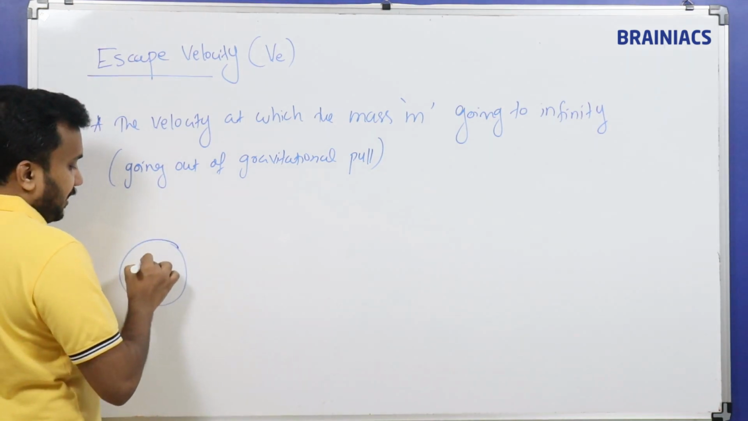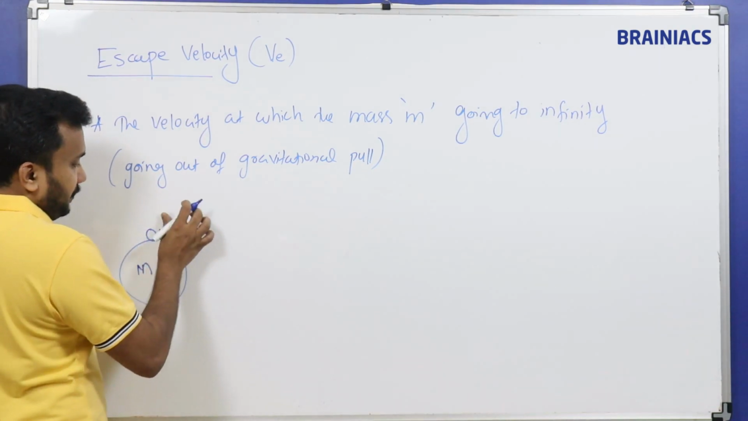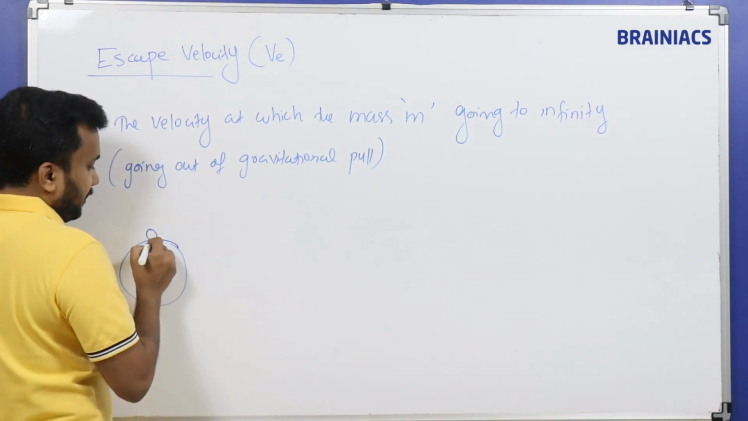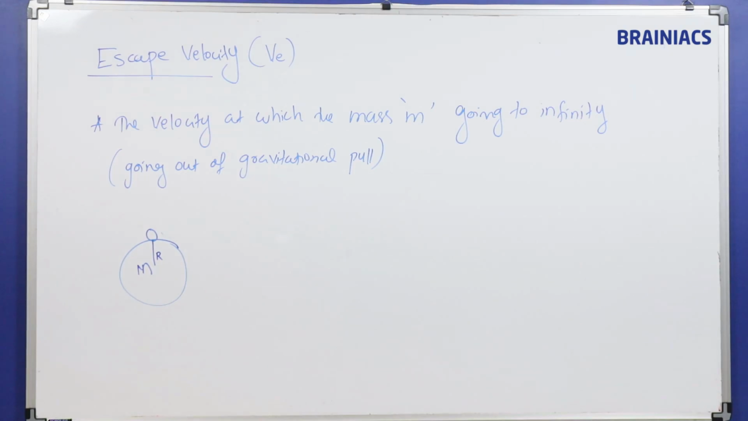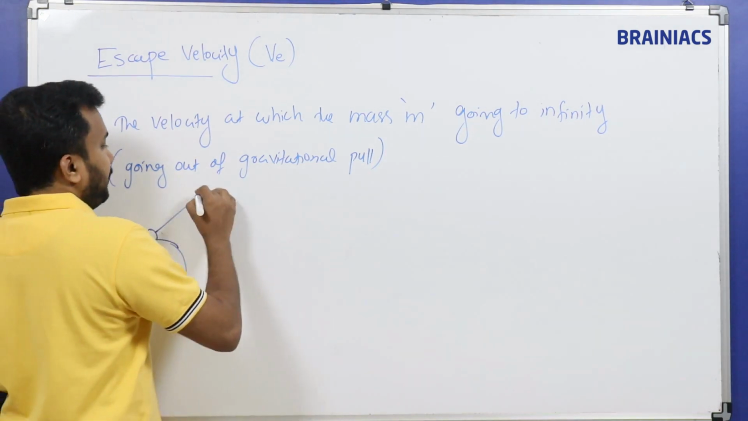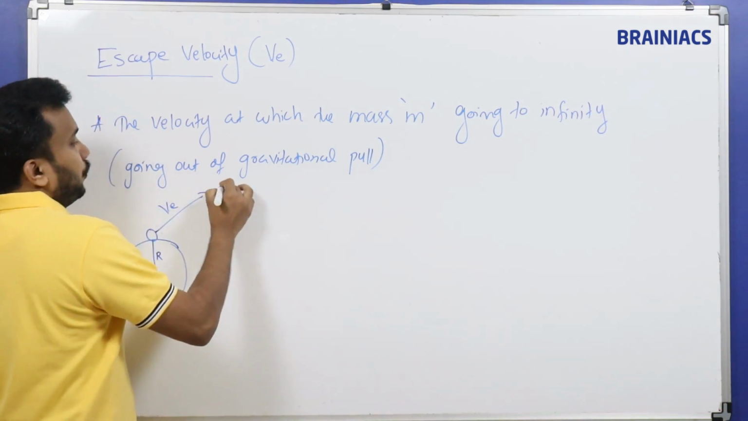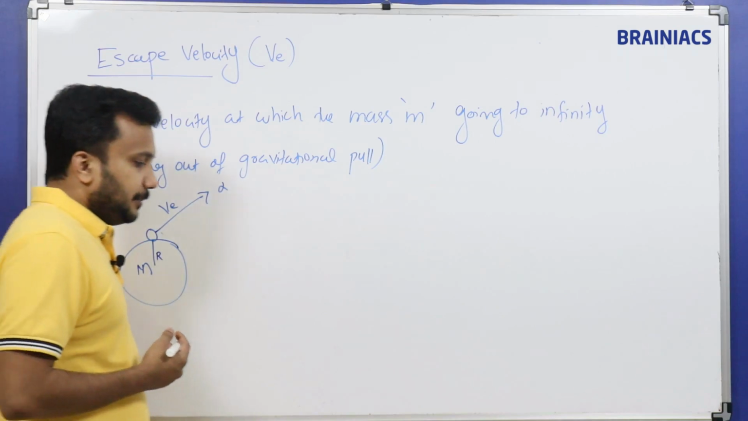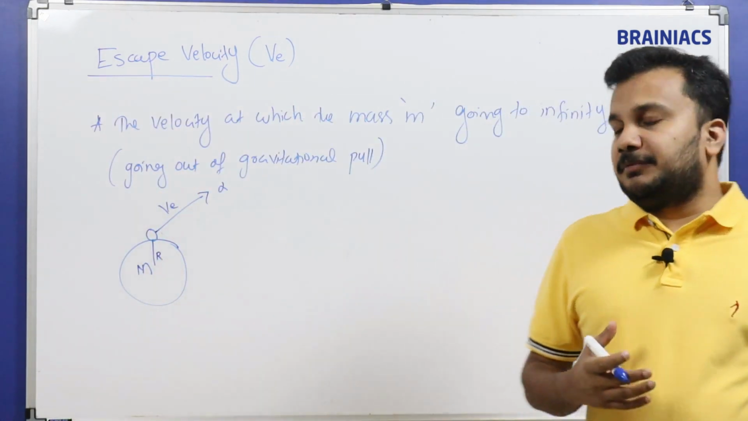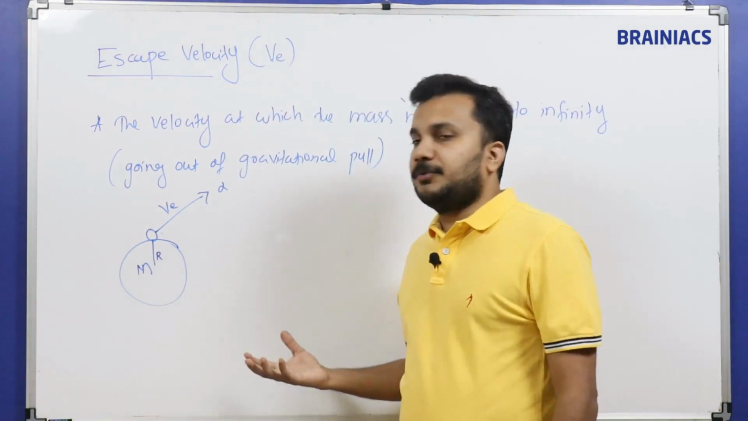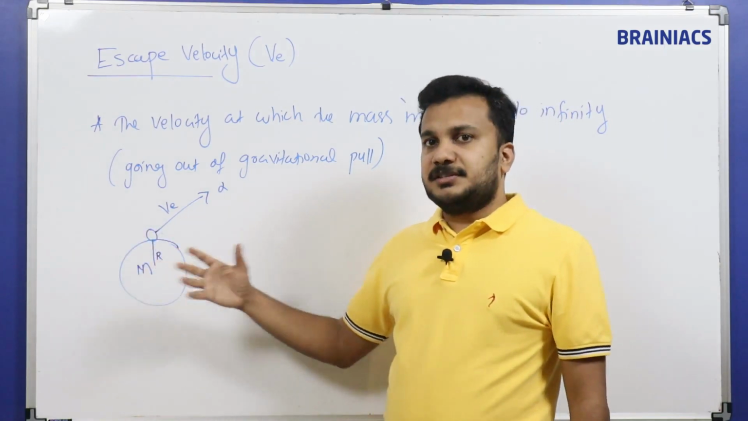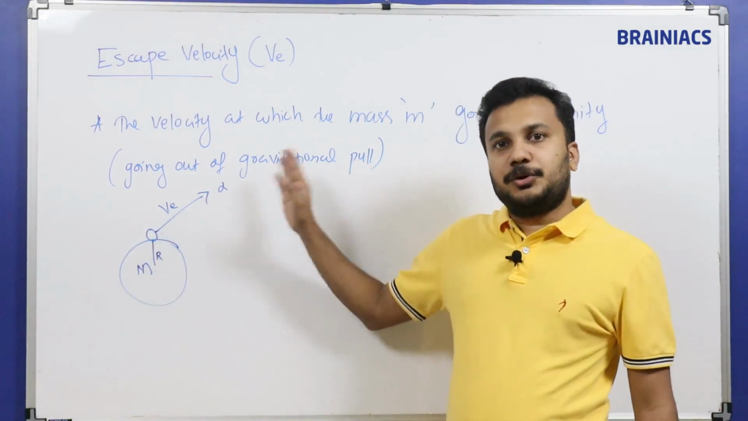So I have an earth of mass M, and I have a small mass m. The earth has a radius R, for example, and from the surface of earth we are throwing something into infinity with a velocity called V_e, and it is going to infinity. As I told in the previous class, we have two conditions: before the incident and after the incident. Before the incident, the ball is at the surface of earth. After the incident, it is going to infinity.